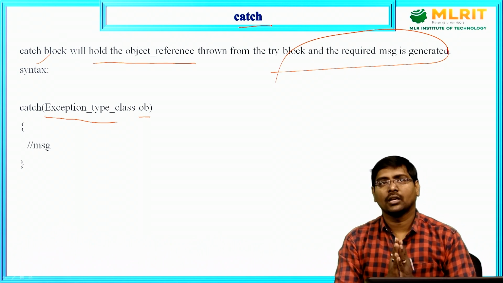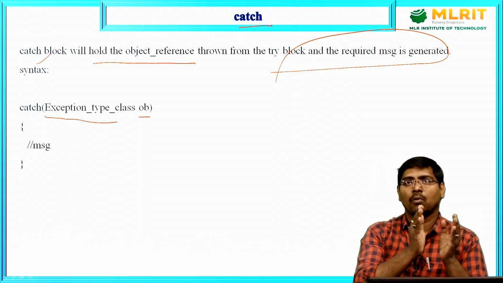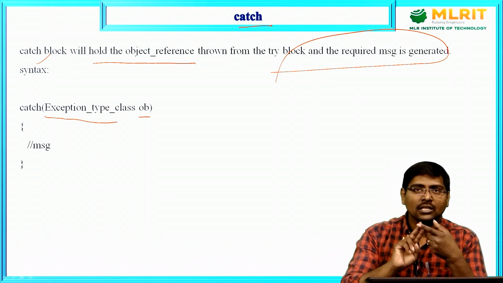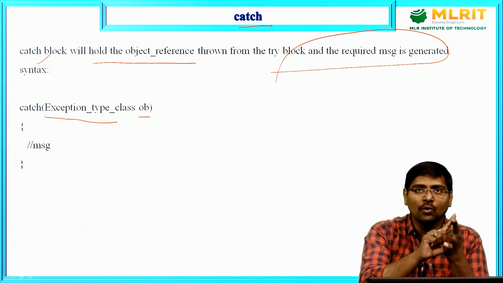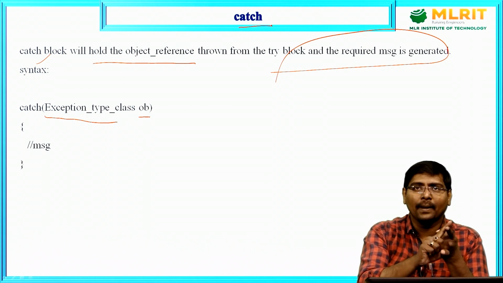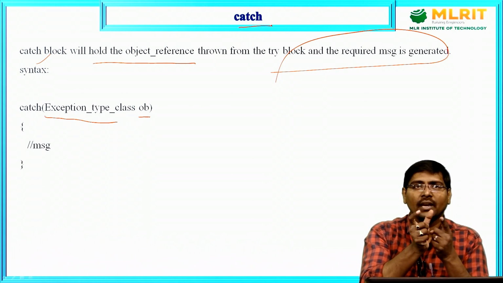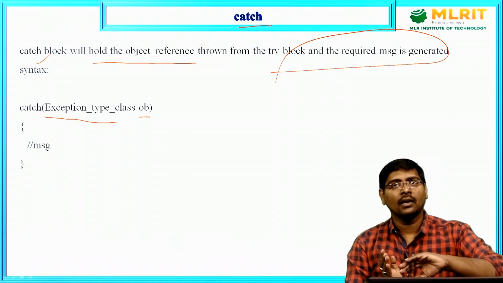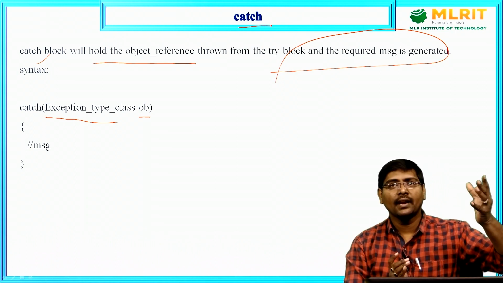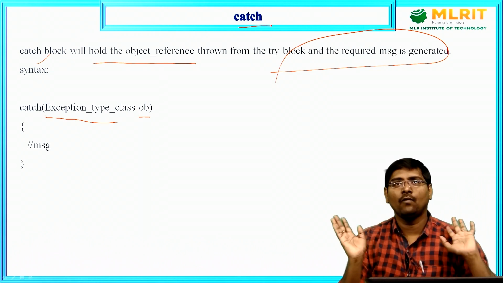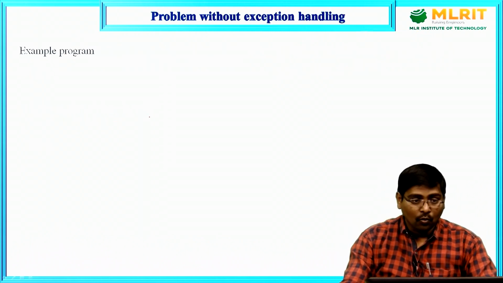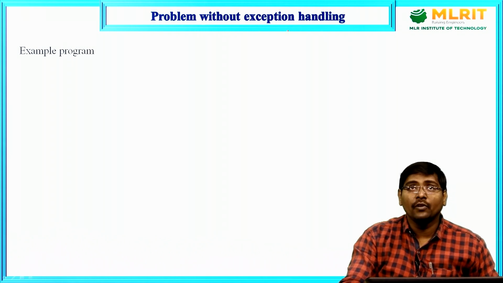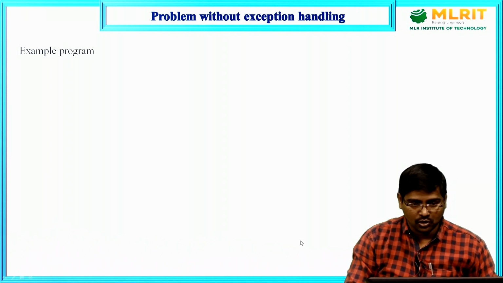Right now you understand what is a try block and what is a catch block. Now, here I will discuss 2 programs. The first one is what happens if you are not using any try catch block in your program. After that, if you add try and catch block to your program, what happens? First one is: what is the problem without handling of exception.